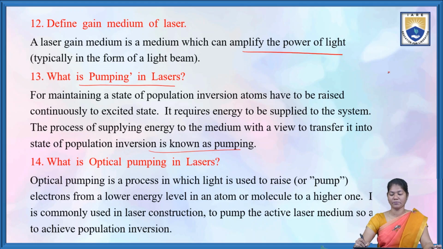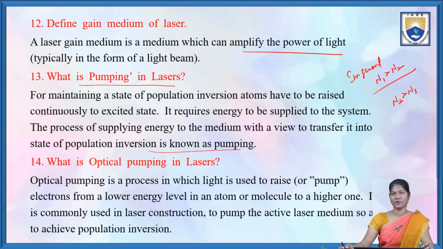So usually the ground state atoms are more than the excited state atoms. To achieve population inversion, that is to make N2 greater than N1. So in the general case, as I told in the previous slide, N1 is greater than N2. But to achieve population inversion, you should make N2 greater than N1.